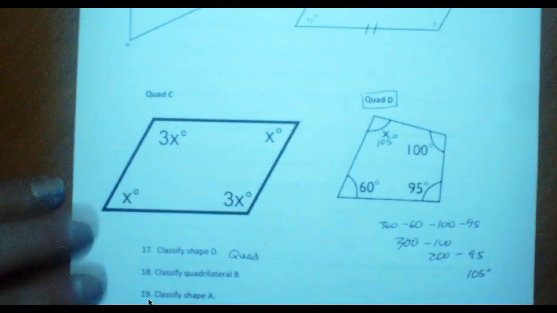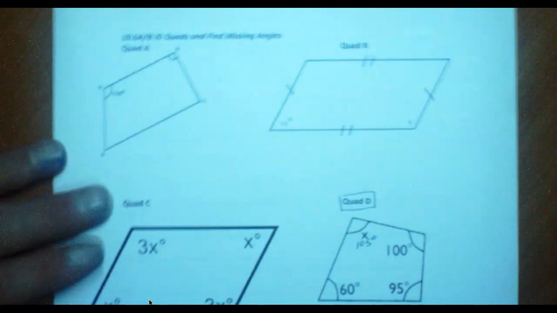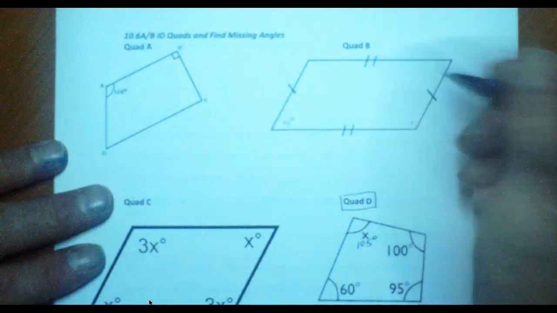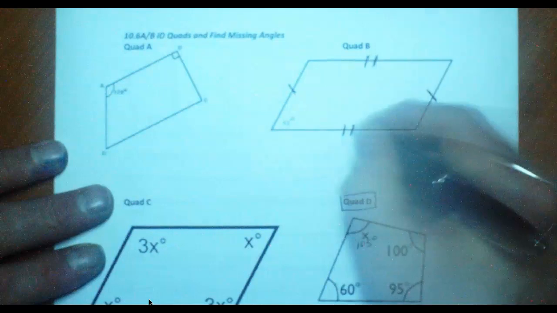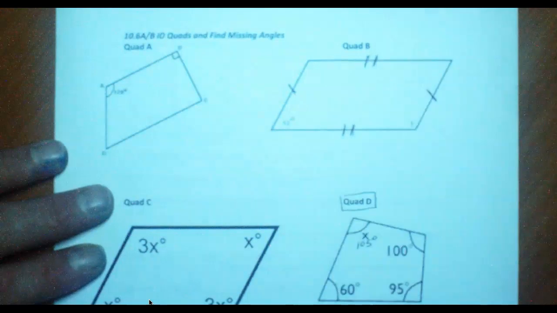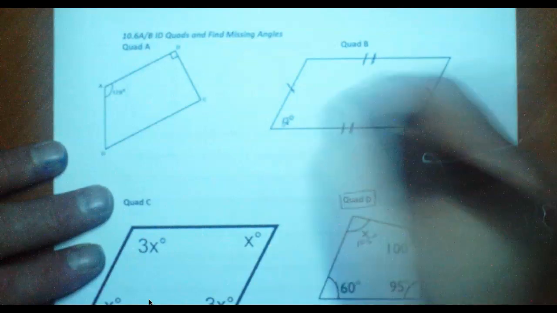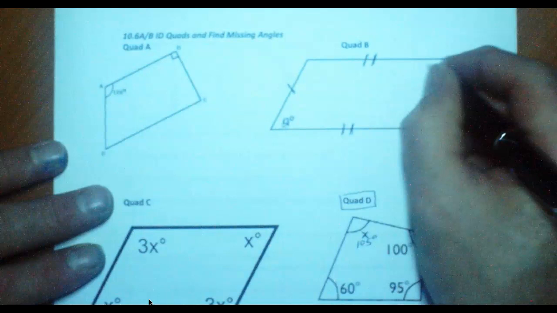Okay, they want us to classify quadrilateral B. What could it be? Well, we've got these parallel sides, which are congruent or identical, and then these parallel sides, which are congruent. And this one here says 51 degrees. So, in this one here, this is a parallelogram.